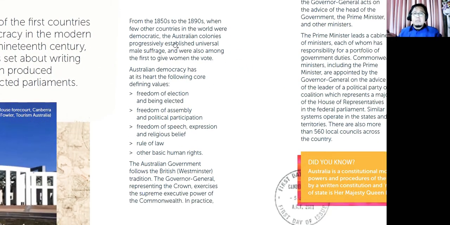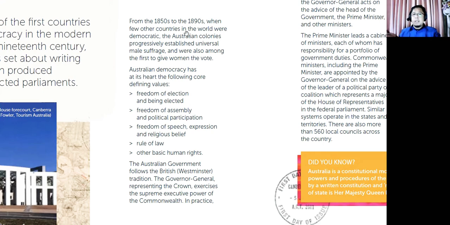From 1850 to 1890, when few other countries in the world were democratic, the Australian colonies progressively established universal male suffrage and were also among the first to give women the vote.